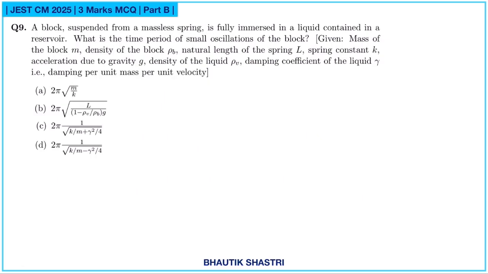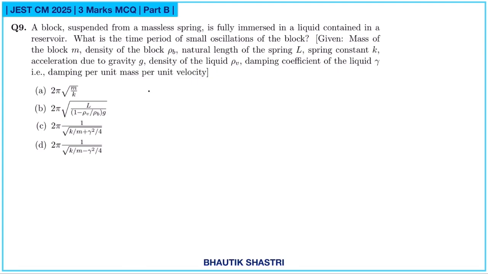Next question. A block suspended from a massless spring is fully immersed in a liquid contained in a reservoir. What is the time period of small oscillations of the block? Given mass of the block is m, density of the block rho b, natural length of the spring L, spring constant K, acceleration due to gravity g, density of the liquid rho l, damping coefficient of the liquid gamma, that is damping per unit mass per unit velocity.